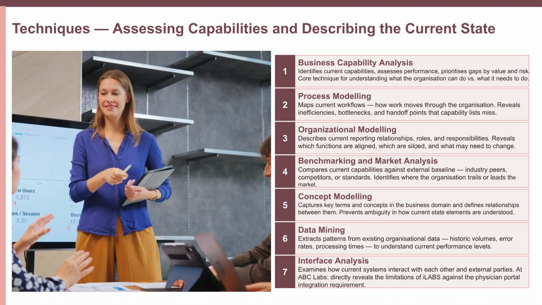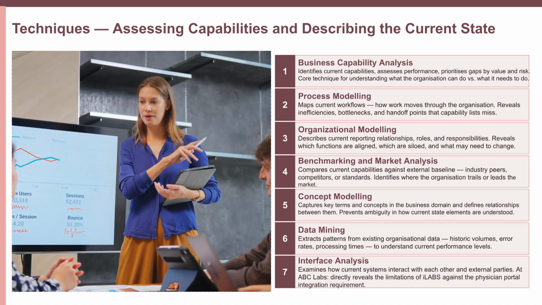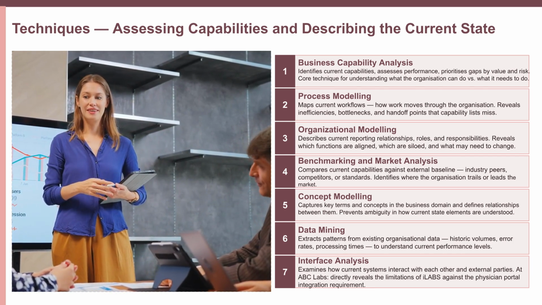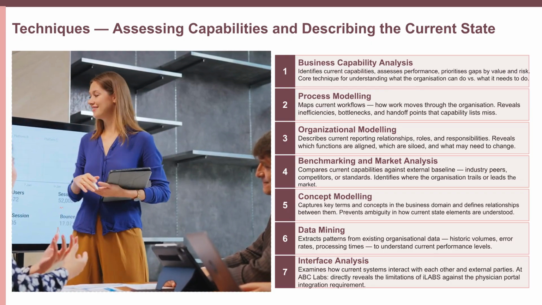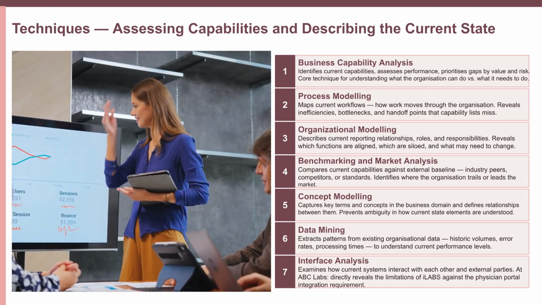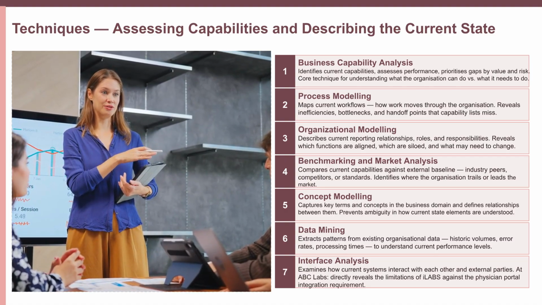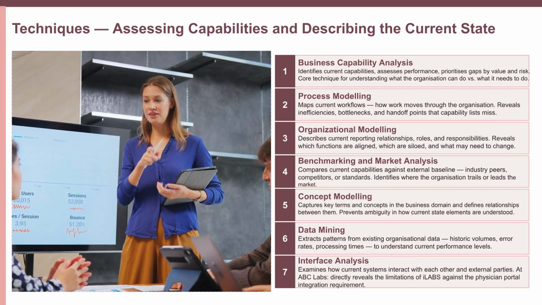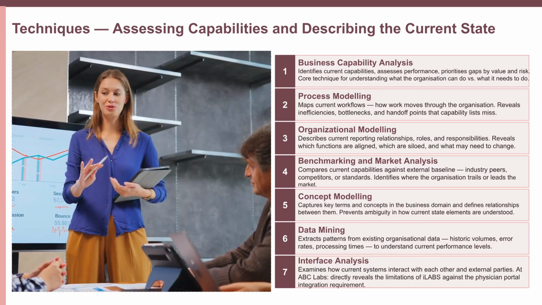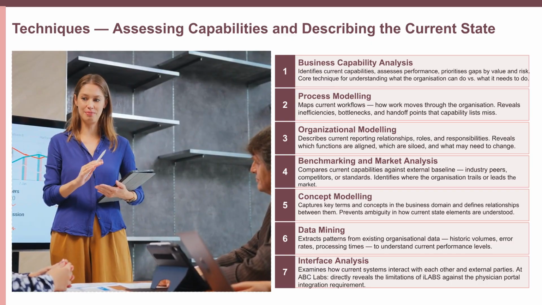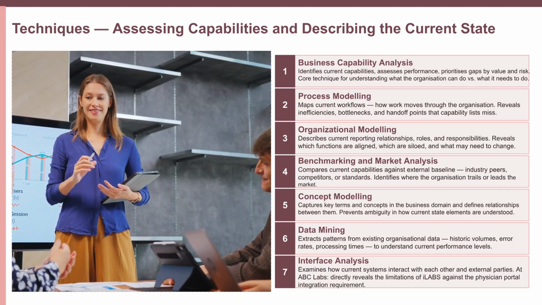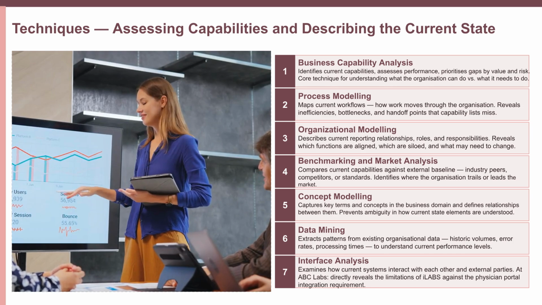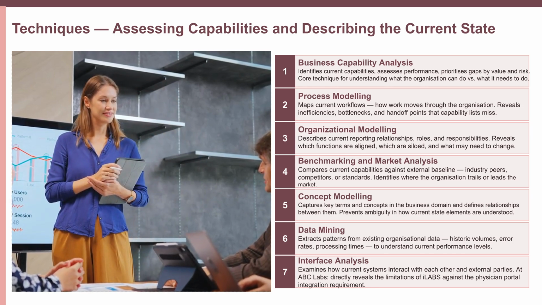Business capability analysis identifies what the organization can do and prioritizes gaps by value and risk. Process modeling maps current workflows and reveals what capability lists miss. Organizational modeling describes reporting relationships and identifies structural constraints. Benchmarking and market analysis compares capabilities against external baselines. Concept modeling prevents ambiguity in how current state elements are described across stakeholder groups. Data mining extracts patterns from existing data to understand performance. Interface analysis examines how systems interact. At ABC Laboratory, this technique directly reveals the iLabs platform's limitations against the physician portal requirement.